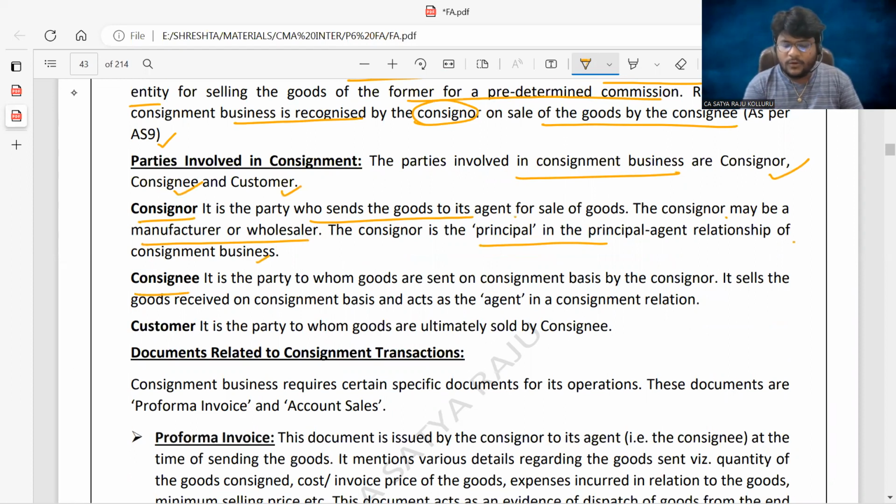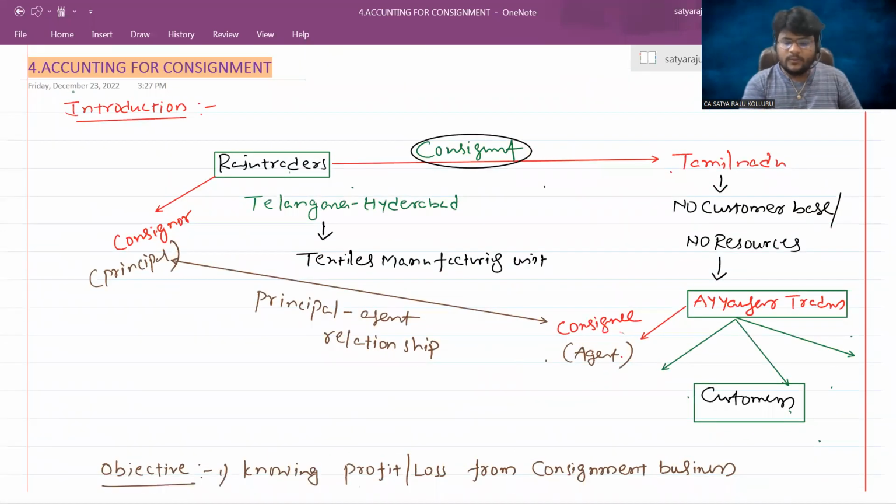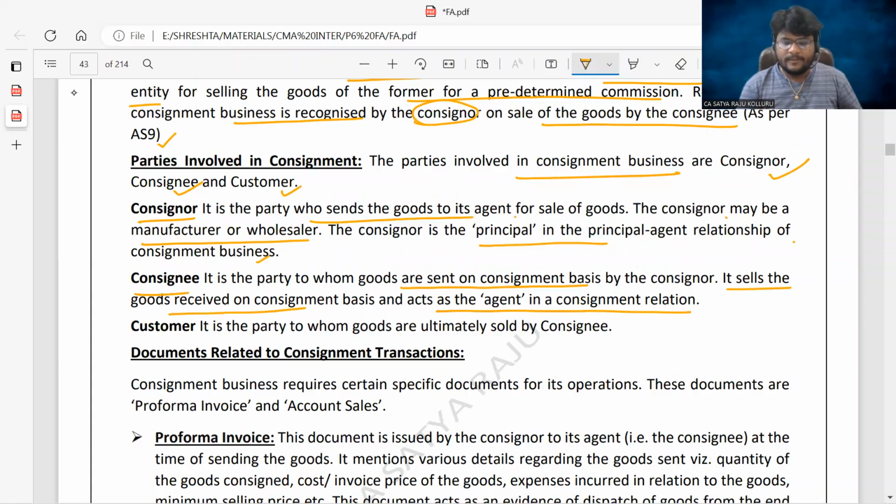Consignee. It is the party to whom the goods are sent on consignment basis, or simply the party who receives such goods. It sells the goods received on consignment basis and acts as an agent in a consignment relationship. In case of consignment, the consignor is the principal, and the consignee is an agent.